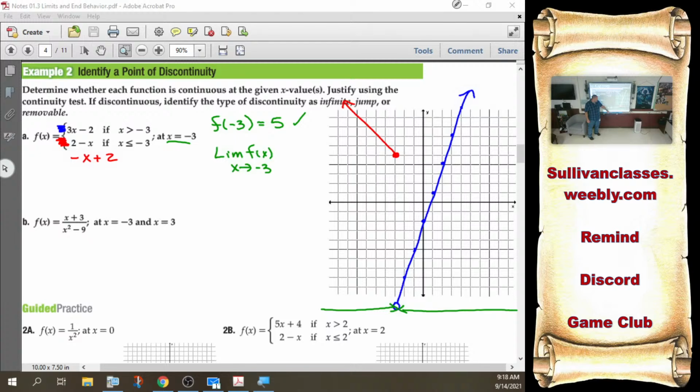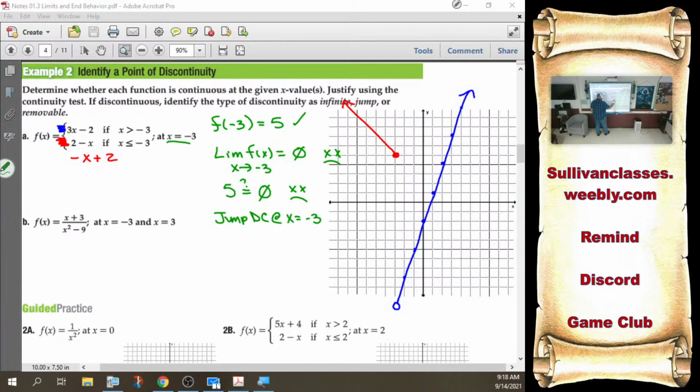And finally, does the function value equal the limit? No. So, if it's discontinuous, identify the type of discontinuity. Piecewise, jump discontinuity. Jump discontinuity at x equals -3. This is all I need to see on your paper. You can do the rest on a graph on your calculator. Okay, that's what I need to see.